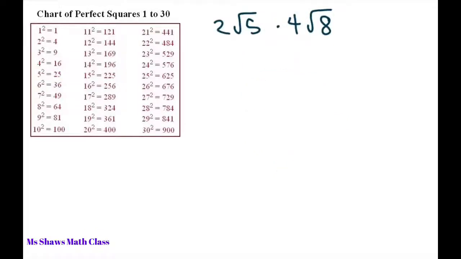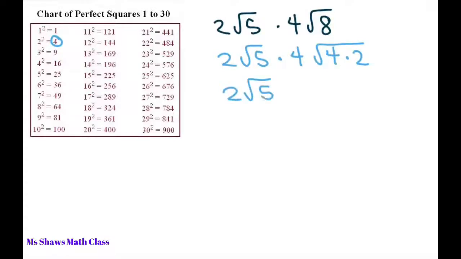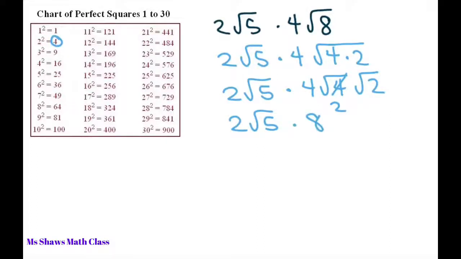The next one is this one. We have 2 square root of 5 times 4 square root of 8, and I'm going to go ahead and break up this 8 with the 4. So that's going to be 4 times 2. So simplifying, I get 2 square root of 5 times 4 times the square root of 4 times the square root of 2. Square root of 4 is just 2, and 2 times 4 is 8. So you have 8 square root of 2.